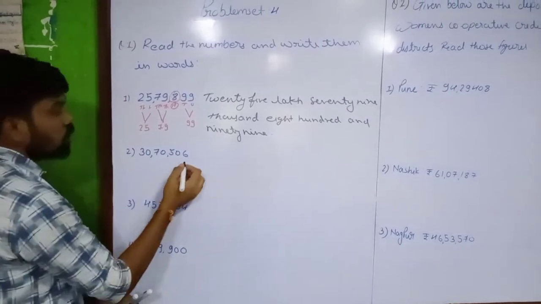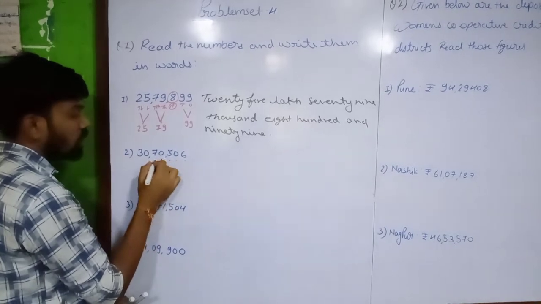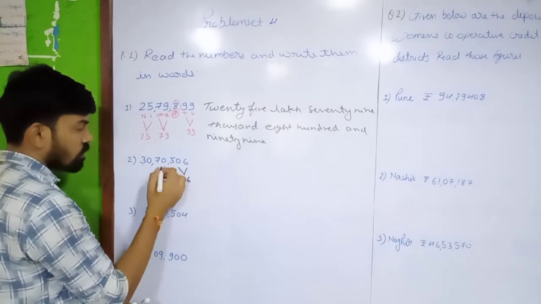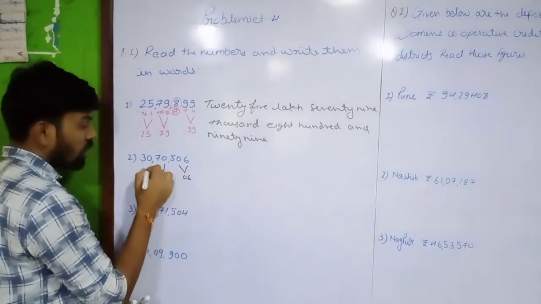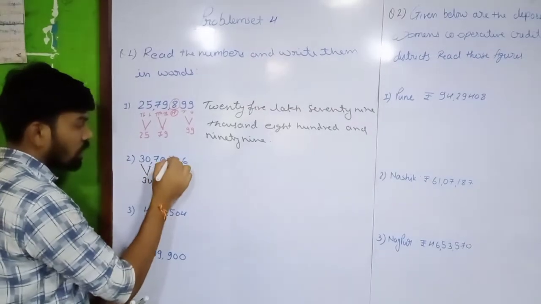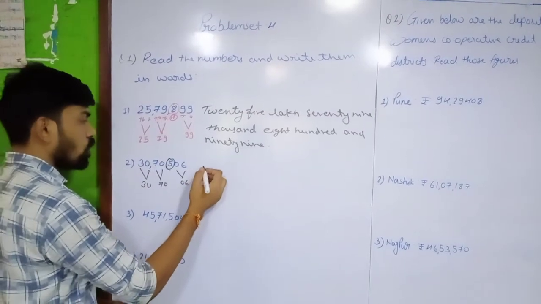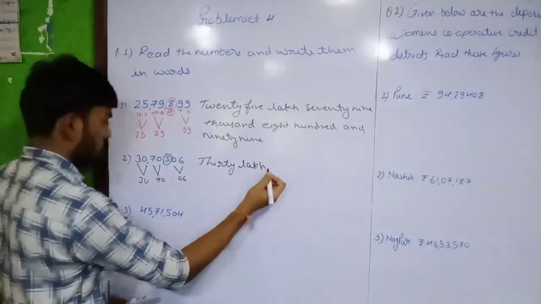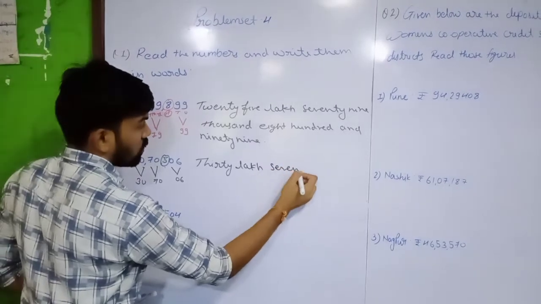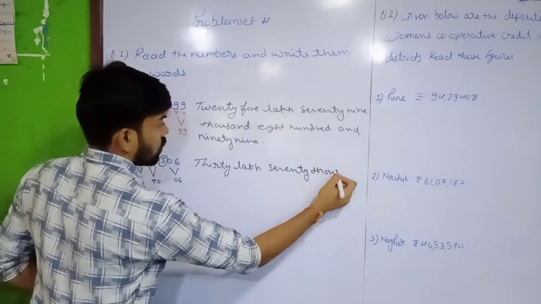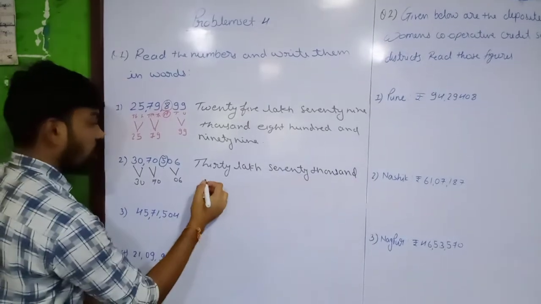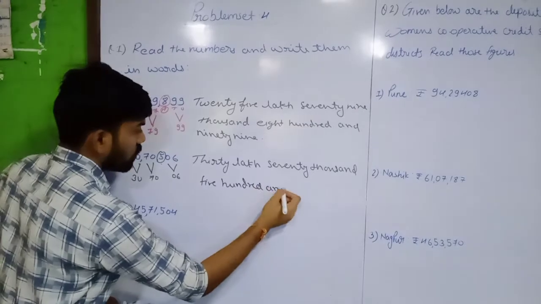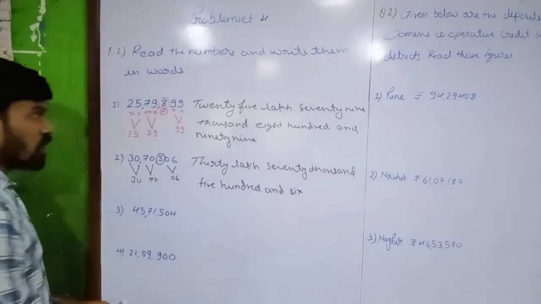The second one: units, tens, 100, 1000, 10,000, lakh, 10 lakh. Units and tens together become 06, 1000 and 10,000 make 70, lakh and 10 lakh make 30. 100 will be individual. So 30 lakh 70,000 500 and 6. This way we can write.